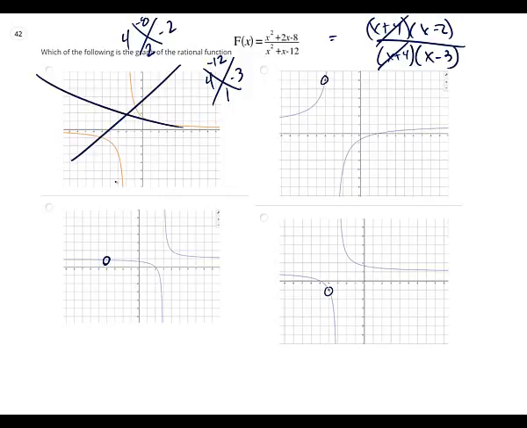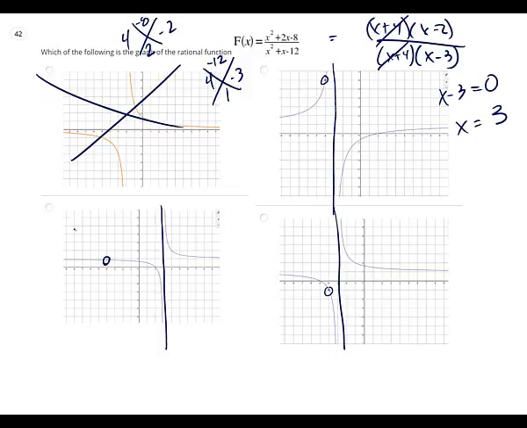Okay. The next thing I would look at is where is my vertical asymptote? My vertical asymptote, remember, is what's left in the denominator set equal to 0. So where's the vertical asymptote? 3, which is the only one that has a vertical asymptote at 3. Is this one at 3? No. Is this one at 3? -3, is it at 3? Is this one at 3? Yes. Yep, it's got to be that one.